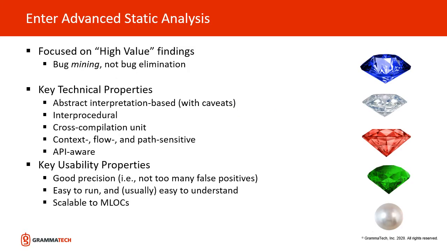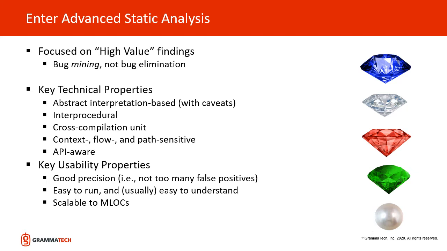So advanced static analysis came along, focused on finding these most critical bugs. Now, I call these the high-value findings. You'll hear me say that term a bunch of times, high-value findings. The key point about advanced static analysis, though, is that it was focused on bug mining, not bug elimination. It was not a tool that you could use to eliminate all possible bugs. It did not give you any guarantees that it would find all possible bugs, because such claims were at that time and still are infeasible, or rather impractical for a lot of programs.